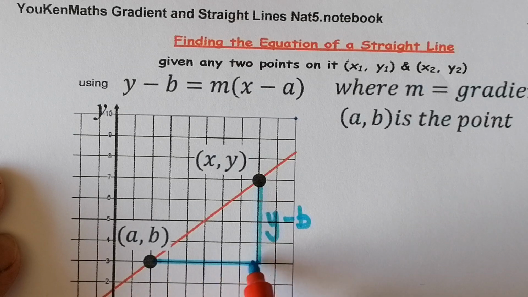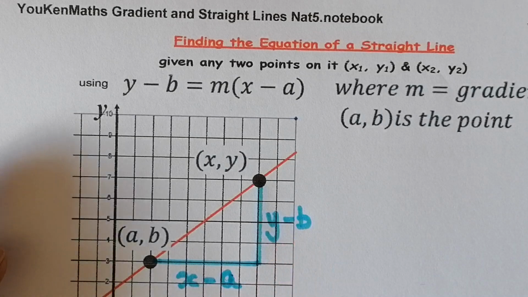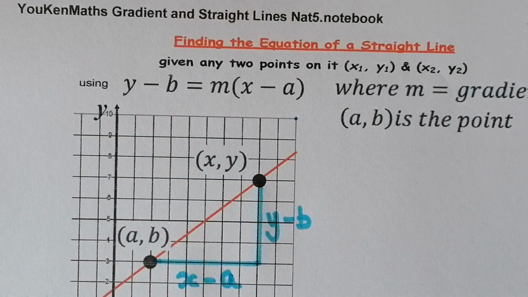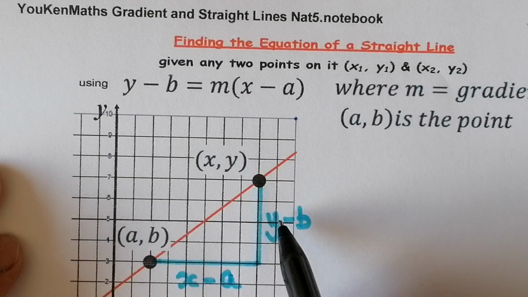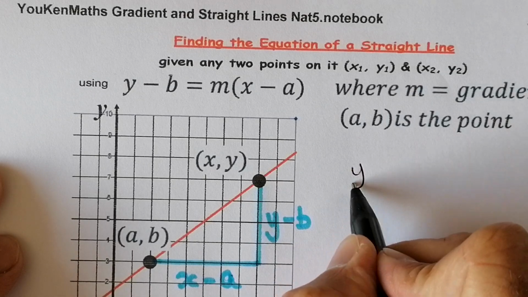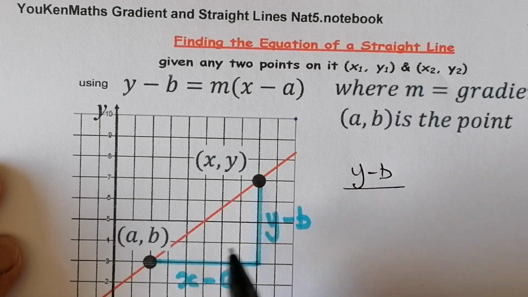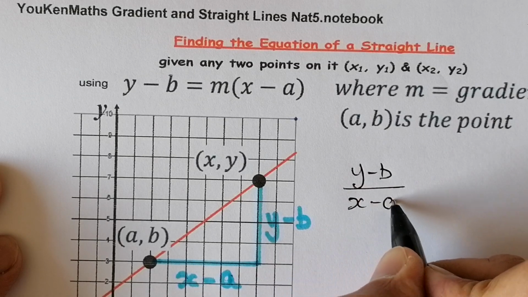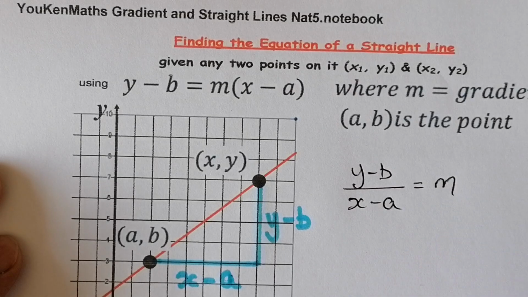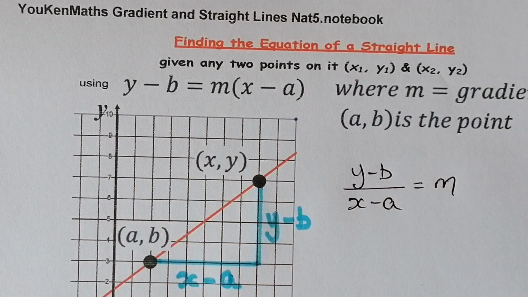And this horizontal length from that point to that point along the way is going to be that coordinate take away that coordinate, just like we've been doing with the gradient calculations. So that's x minus a, and that's y minus b. If I worked out the gradient based on these 2 points, the vertical is y minus b, and the horizontal is x minus a, and these are equal to the gradient. Usually we see it the other way around, m is equal to y minus b all over x minus a.